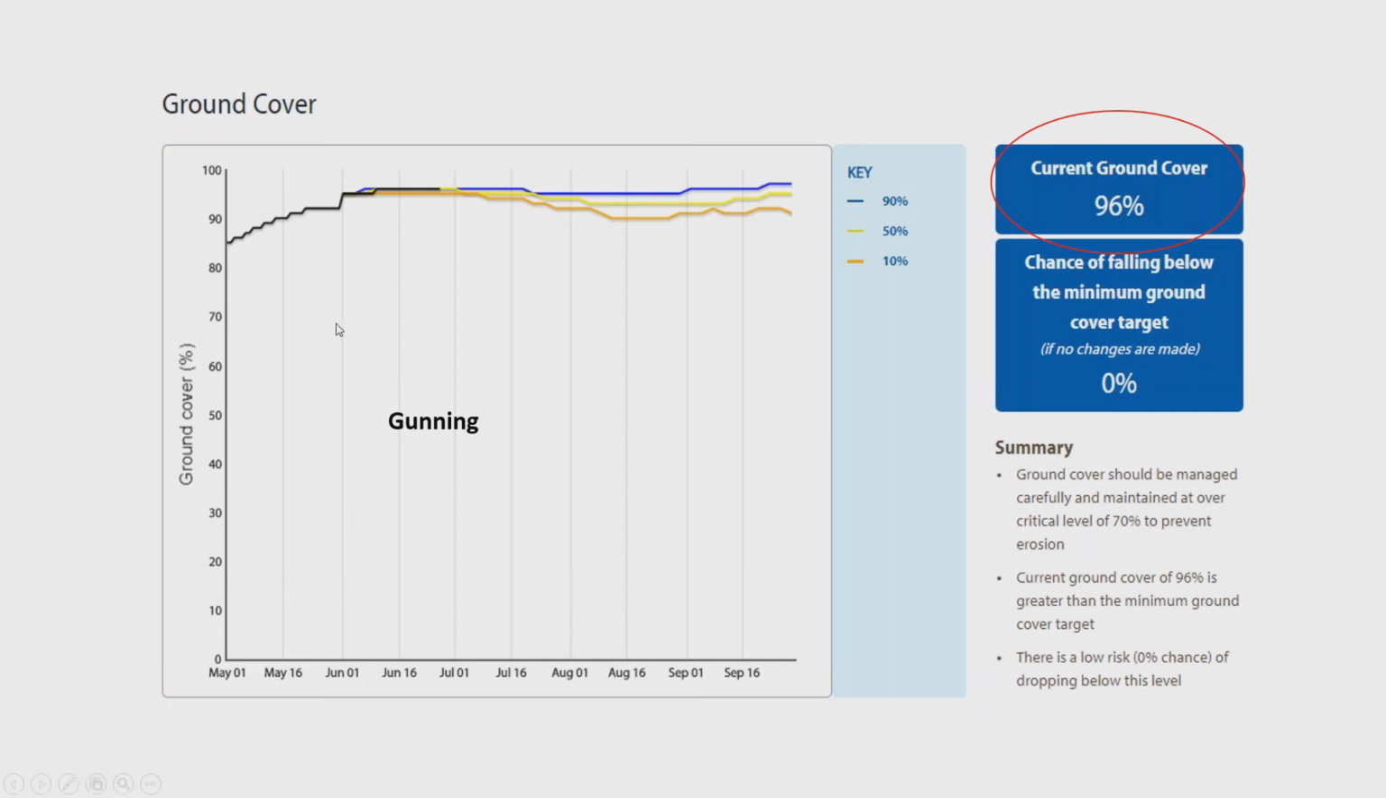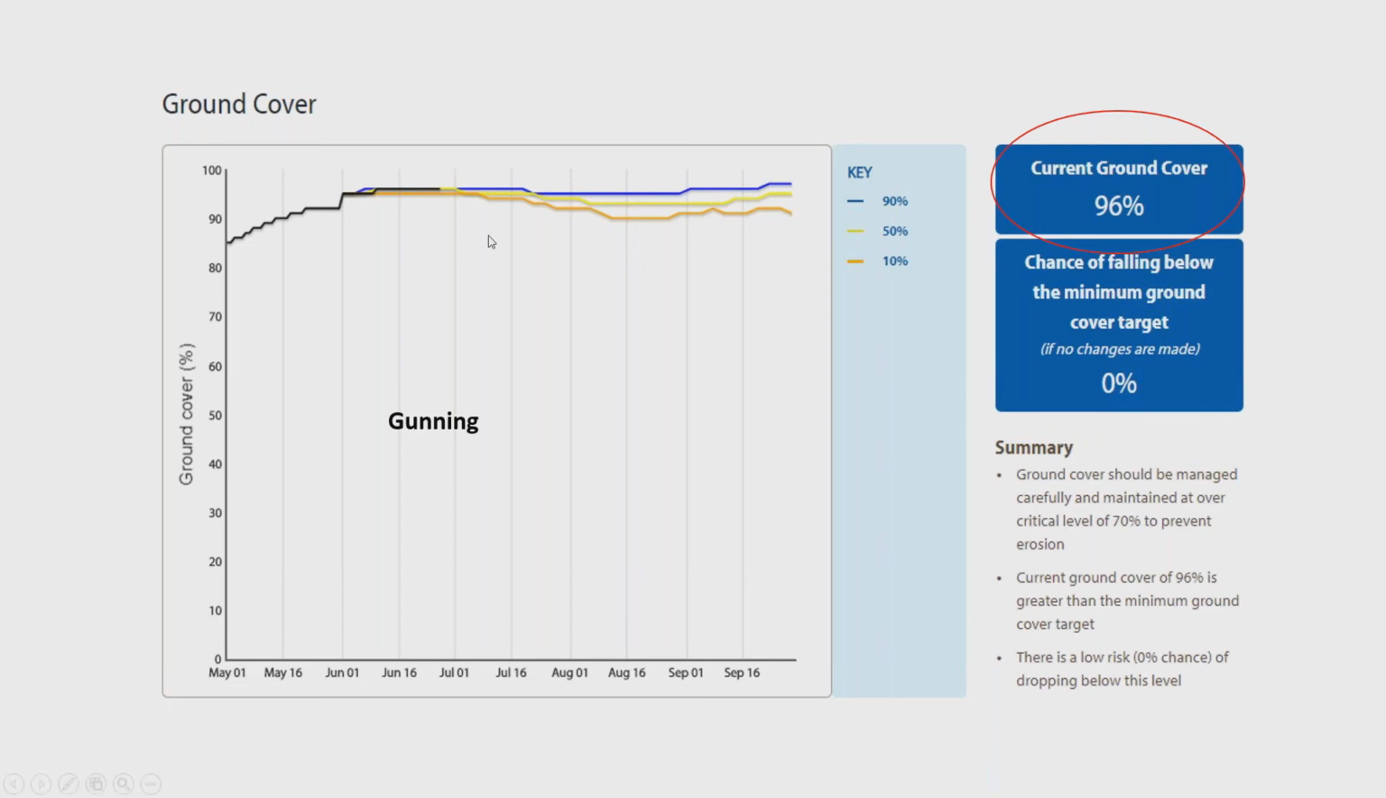So the blue lines and orange lines show the range that ground cover is likely to sit in during the period. In other words, the blue line, which is the 90th percentile, is saying there's a 10% chance of ground cover being better than that, whereas the orange line, which is the 10th percentile, is saying there's a 90% chance of being above that level. And the yellow line is the midpoint of the projections, or the 50th percentile.